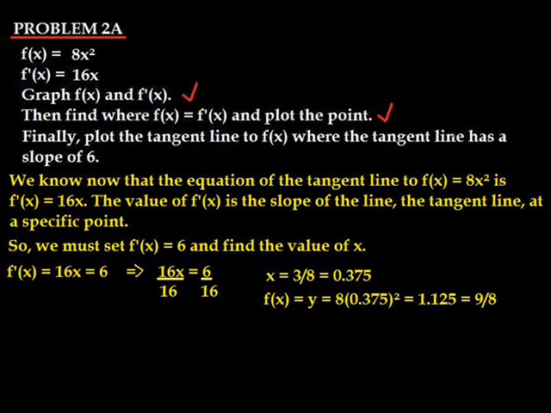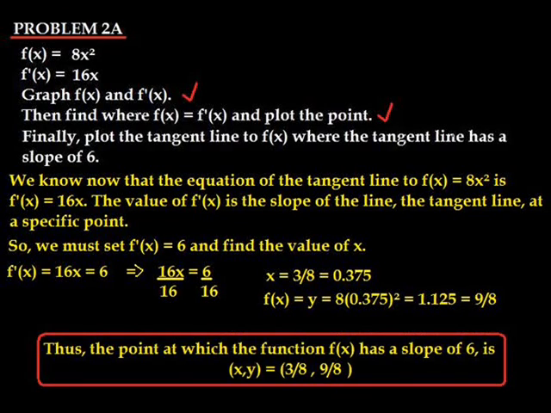And then that value of x is plugged into f of x to find the corresponding y point on the graph, which ends up being 9/8. Thus, the point at which the function f of x has a slope of 6 is the point (x, y) equals 3/8 and 9/8.